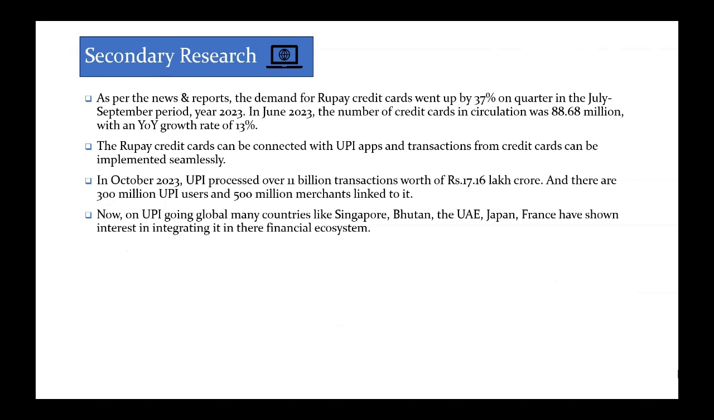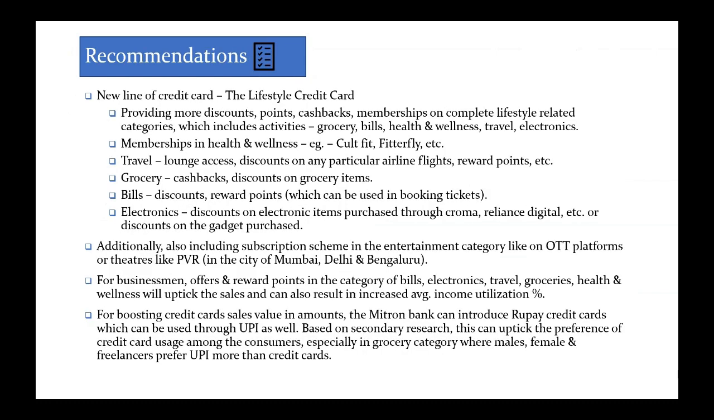So keeping these two points in mind, and with my primary research as well, I have listed down some recommendations. They are as follows. First, the new line of credit card which Mitron Bank should go with is the lifestyle credit card. As we have seen, the major categories in which customers prefer and pay the highest are groceries, bills, health and wellness, travel, and electronics. So we should provide some kind of scheme, membership, cashbacks, points, or discounts on them. I have listed what we can give in which category.